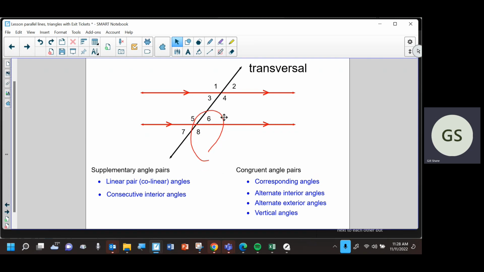But what did we say is true about a linear pair like that? They add up to 180, right? So if I know 8 and 6 add up to 180, and if I know 8, now you would have to know what angle 8 is, so you'd have to have a number. But if I know 8 plus 6 equals 180, and I know what 8 is, then I can just subtract that number from 180, and that's what angle 6 is.